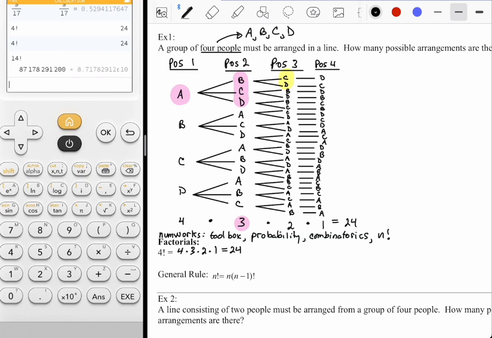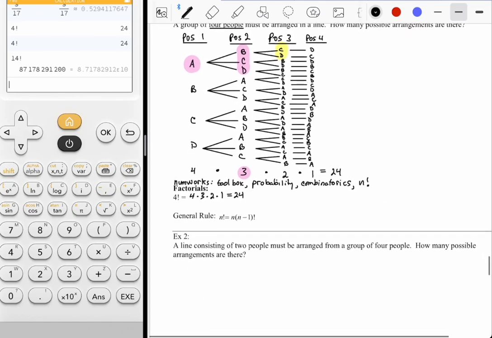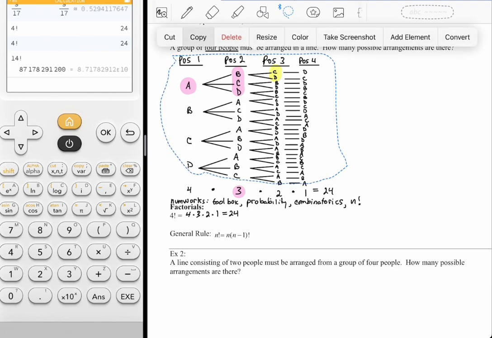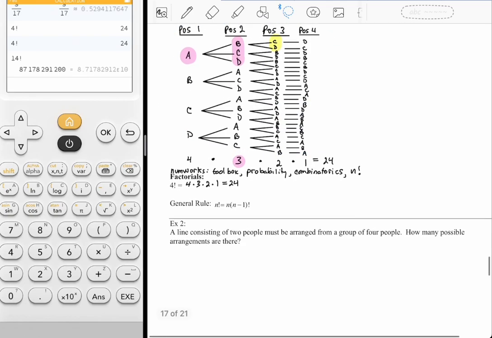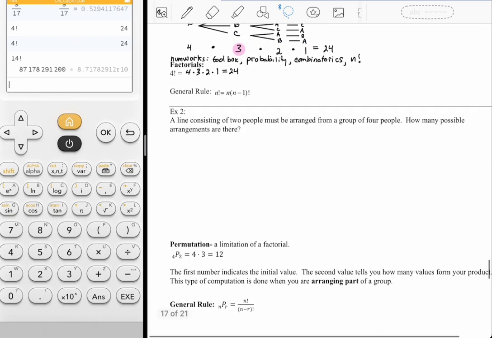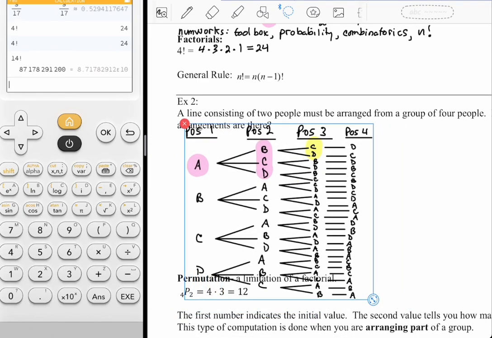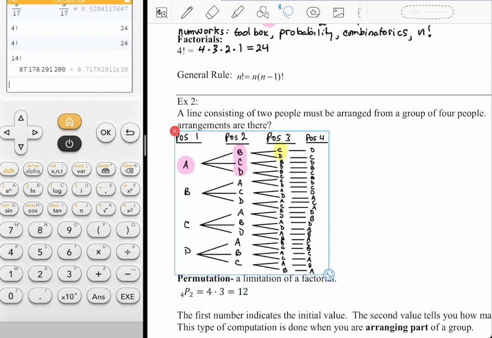Now, a line consisting of 2 people must be arranged from a group of 4. So it's like we're going to do the whole thing all over again, but it has the same parameters as what we just started with. So if I take my tree diagram, I know you can't copy paste, but it's not going to be this elaborate. You take your tree diagram and just get rid of positions 3 and 4.